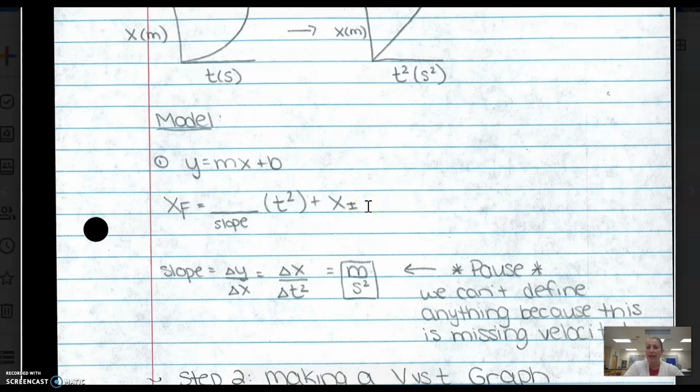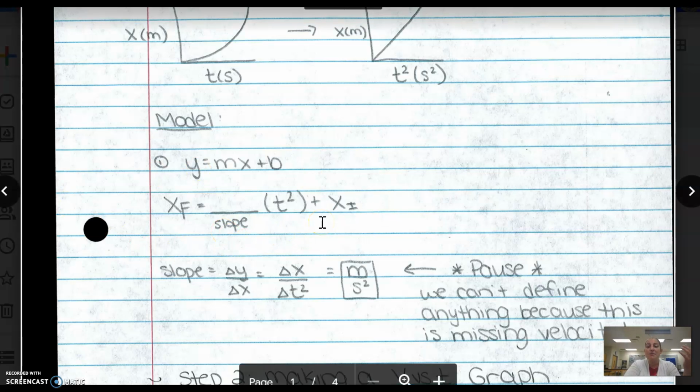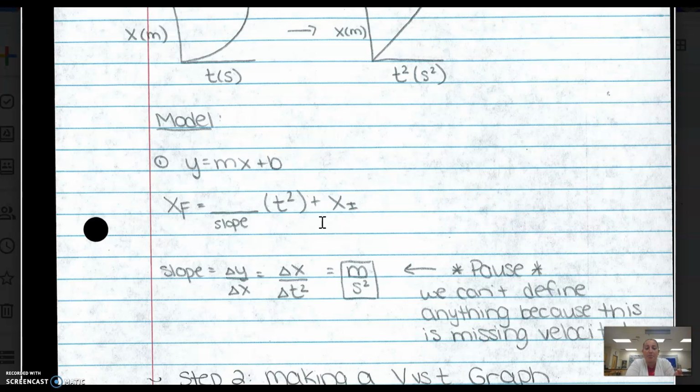Still isn't quite good enough. So even though we know that the slope is equal to the acceleration, this equation is still missing velocity. It's still not putting together all of the pieces that we need, and we need models that have all of the pieces because you're trying to represent any case possible. So any case involves position, velocity, and acceleration.